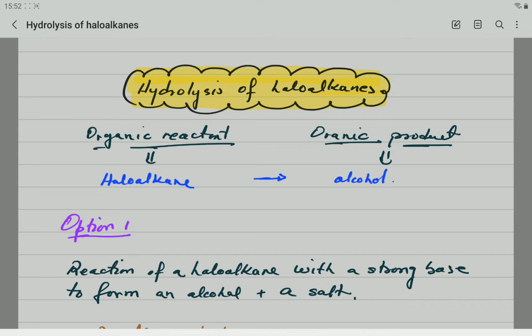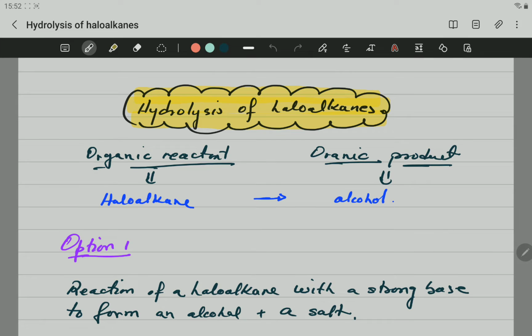Now, in this reaction, we're going to start with a haloalkane. Remember, this is the organic reactant. It is not going to be the only reactant. That's why I wrote the organic reactant. The organic product is going to be the alcohol. You will always start with a haloalkane and you will always finish with an alcohol. These are the organic reactants and product.